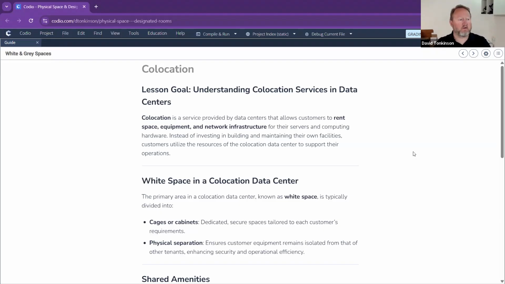IaaS. Let's see who's got fastest fingers now then. IT as a service. Ooh. No bananas there, Stefan. Victor nails it. Infrastructure as a service. Daniel in there as well. Kenneth, well done. So that's infrastructure as a service.